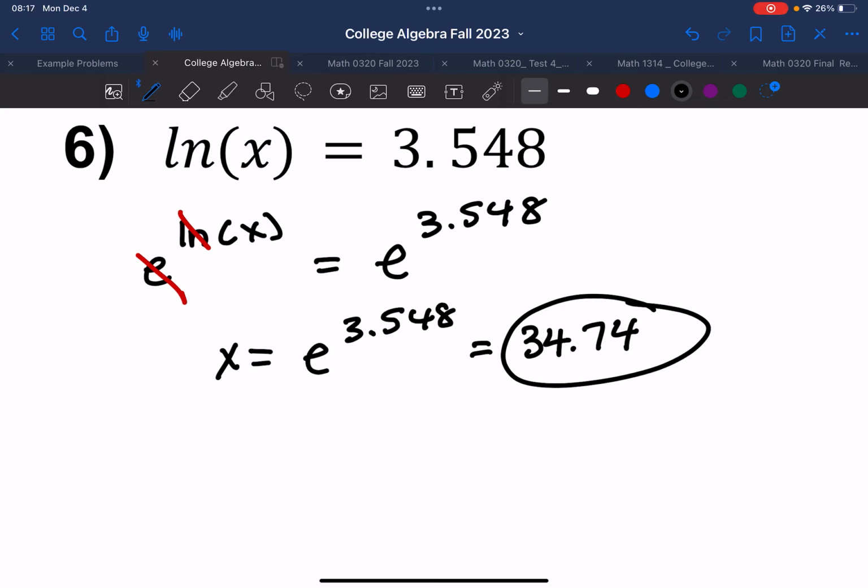Again, either answer is acceptable. Just know that since e is an exact number on your calculator, when you raise it to any power or multiply it by anything, you're just going to get another number.